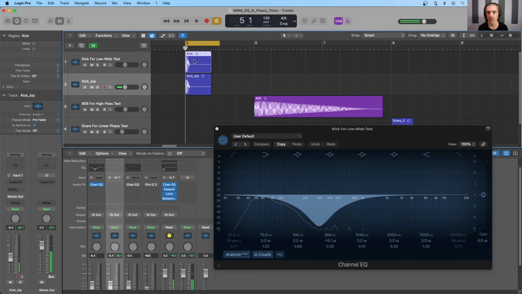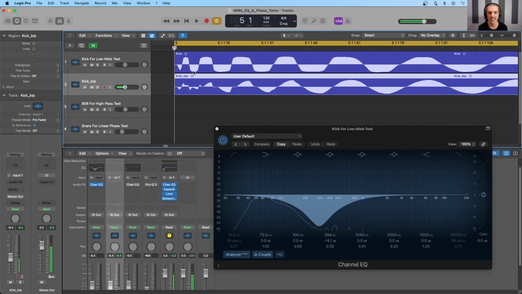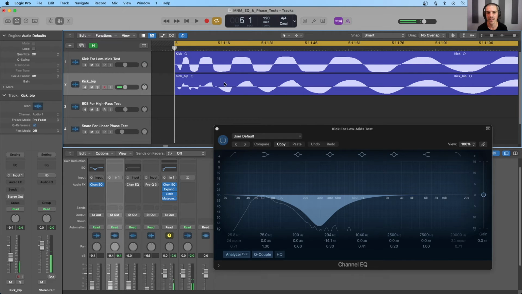So here we have the original kick and the kick that has been affected by EQ. So obviously the EQ has altered the waveform of the affected signal here. We can see that particularly in the transient or the initial attack of the kick. However, when it comes to phase, we're still relatively well aligned. You see here, as we go negative in the original, we go negative in the affected signal.